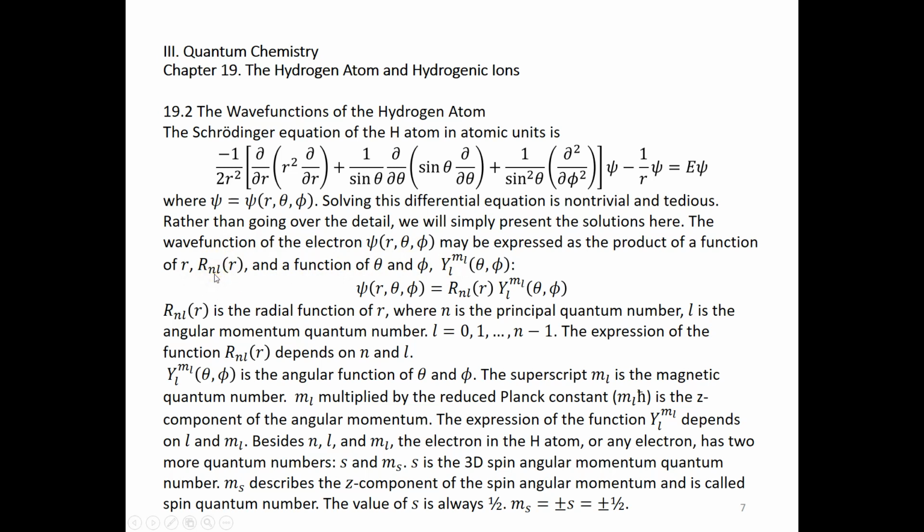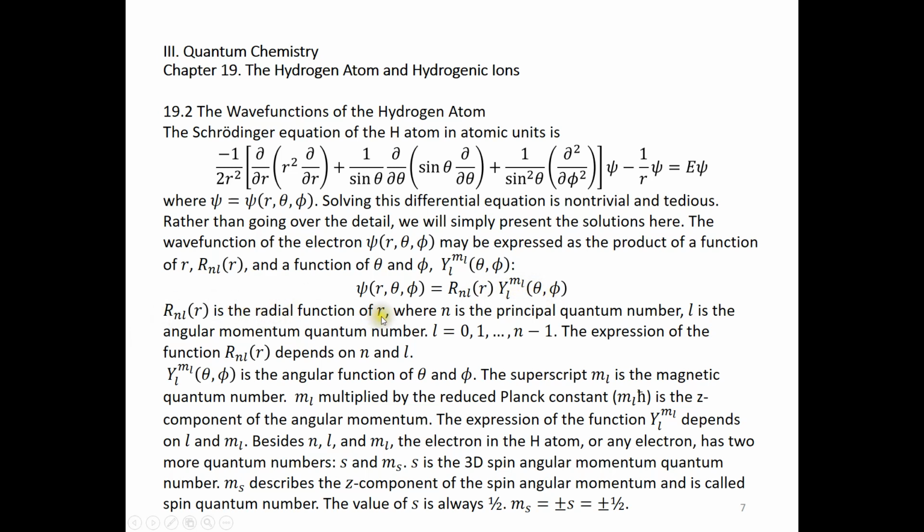We need n and l to determine the form of the function R. And over here, Y is determined by two quantum numbers as well, but this time quantum number L and its z component quantum number m sub L, or so-called magnetic quantum number. The wave function is the product of the radial function and the angular function.